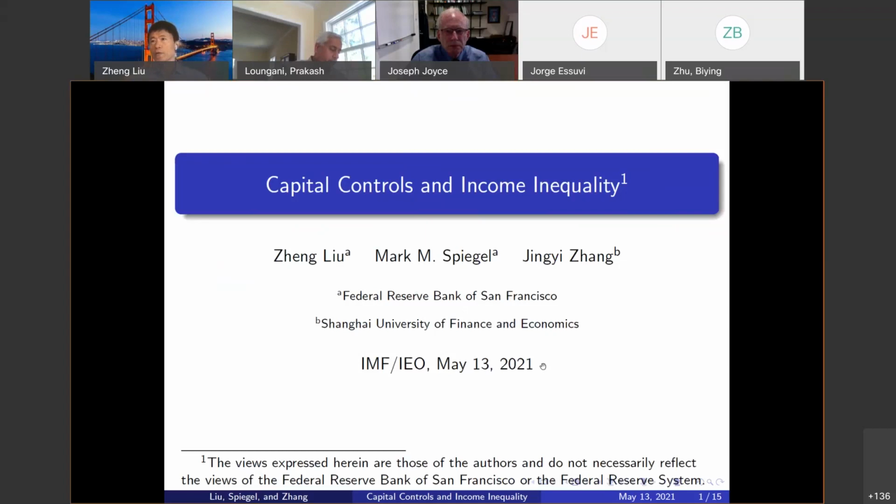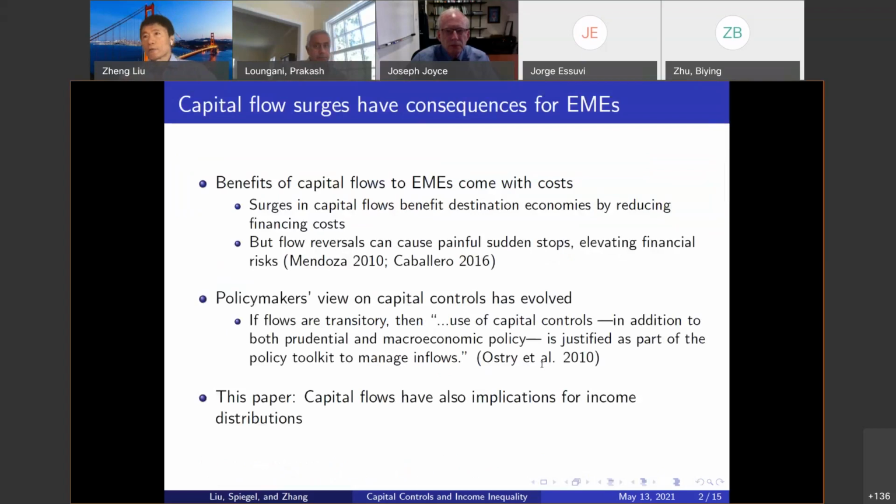So in recent years, there are discussions about the benefit and cost of capital flows to EMEs, emerging market economies. The trade-off seems to be that when there's a surge in capital flow, EMEs might get the benefit because it reduces the financing costs and helps boost investment and production. But oftentimes we see reversals of these flows. It could cause painful sudden stops and even elevate financial risks.